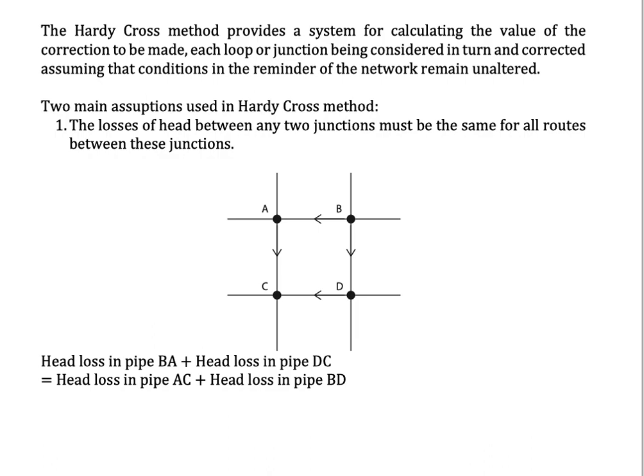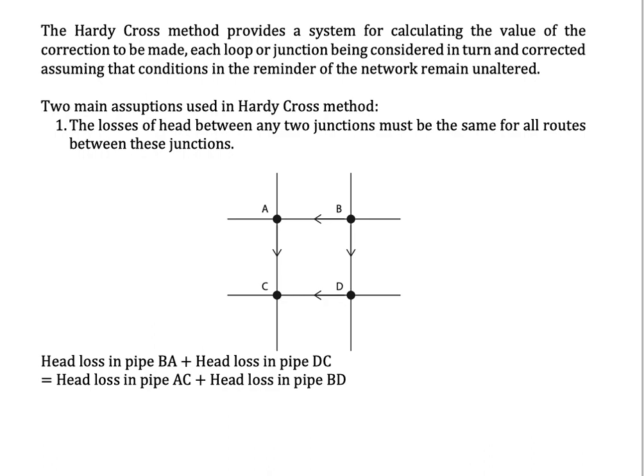The Hardy-Cross method provides a system for calculating the value of the correction to be made, each loop or junction being considered in turn and corrected, assuming that conditions in the remainder of the network remain unaltered. Two main assumptions are used in the Hardy-Cross method. One, the losses of head between any two junctions must be the same for all routes between these junctions.